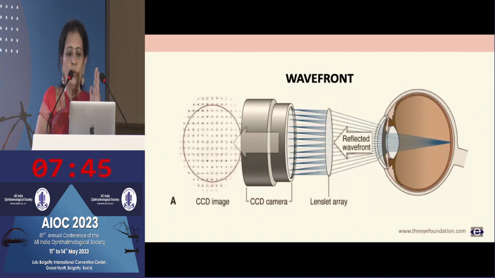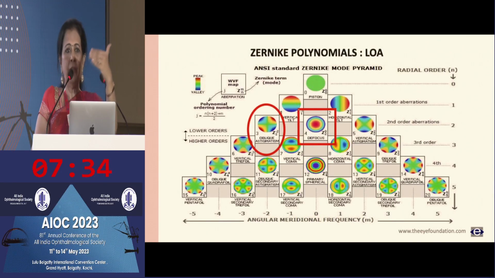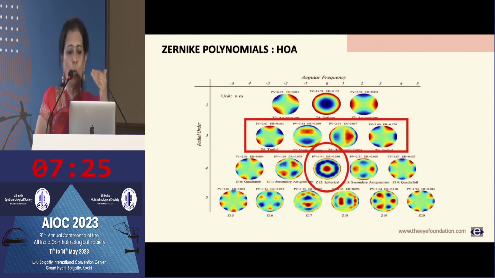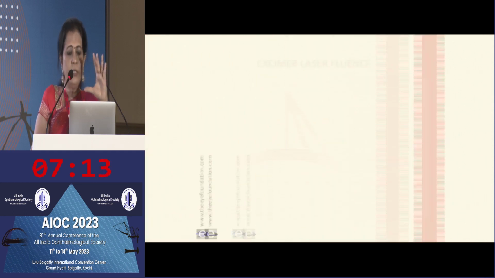We also know wavefront is created by the reflected wavefront which passes through lenslet arrays, captured by the CCD camera, and gets the CCD image. And what you see can be defined as the lower order aberrations and the higher order aberrations. The lower order is the sphere and the cylinder, and the higher order aberrations are mainly the trefoil, comas, and the spherical aberrations. We also know that the spherical aberration is caused because the central rays and the peripheral rays do not come to one point focus, and this is what is causing the dispersion of light.